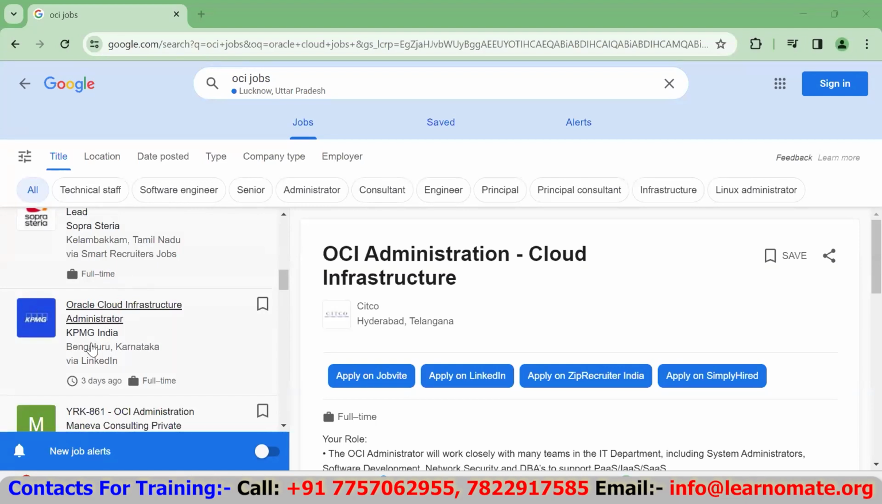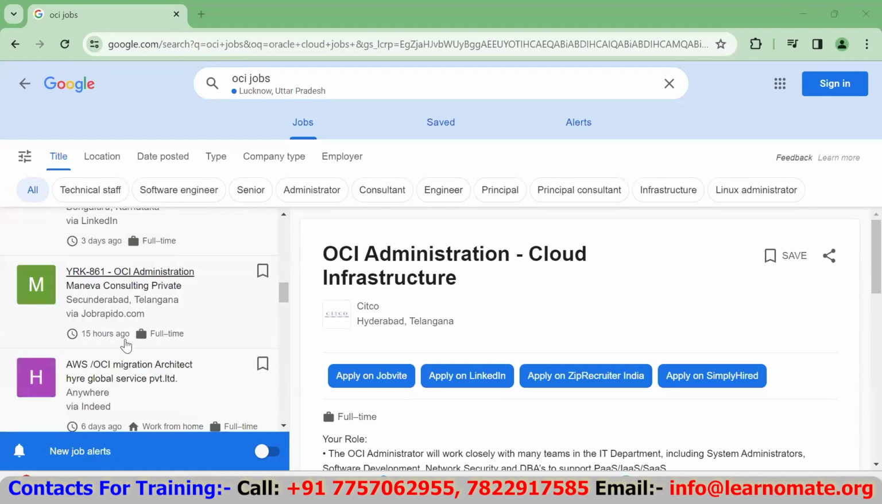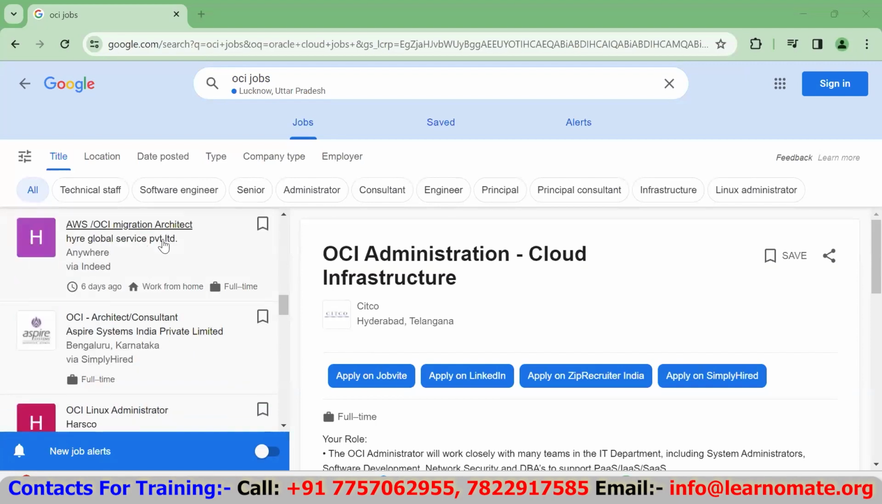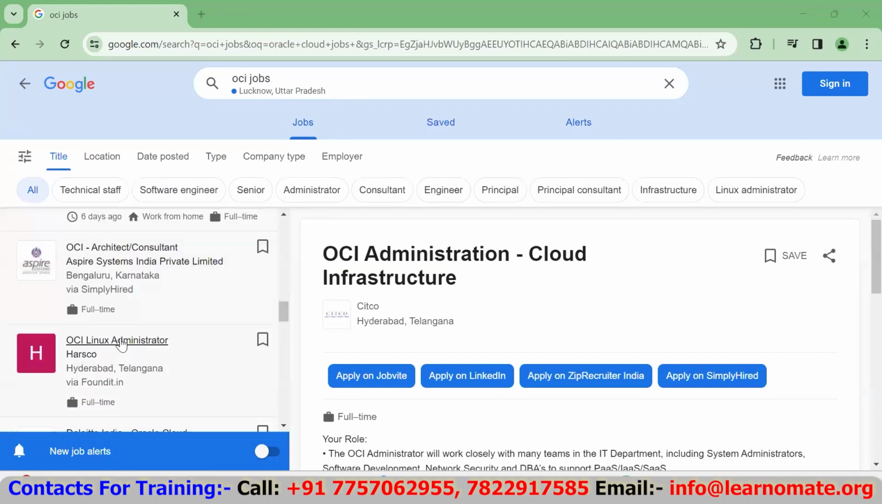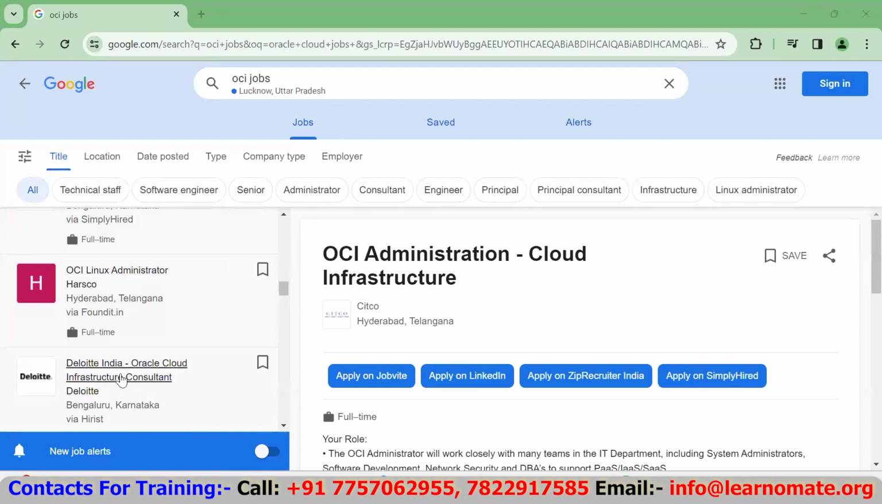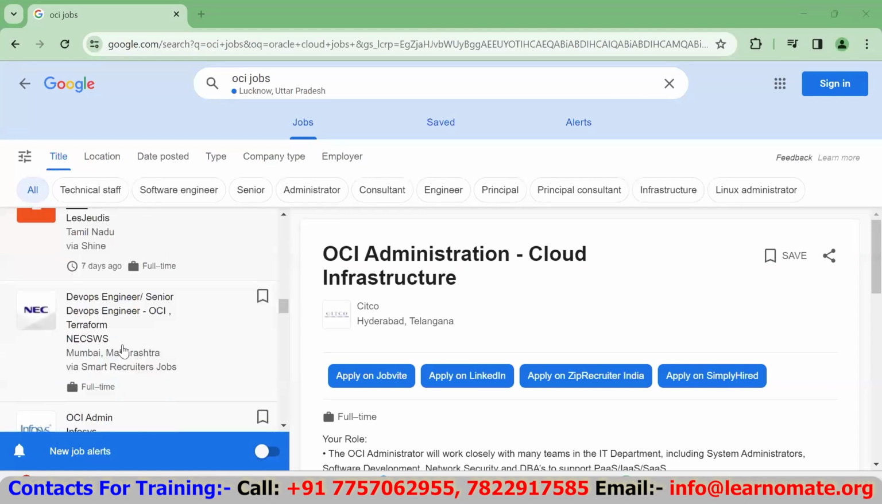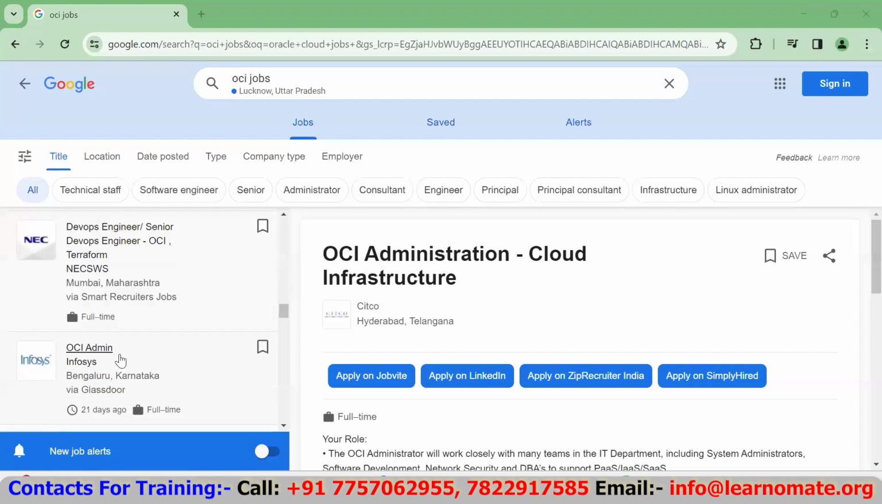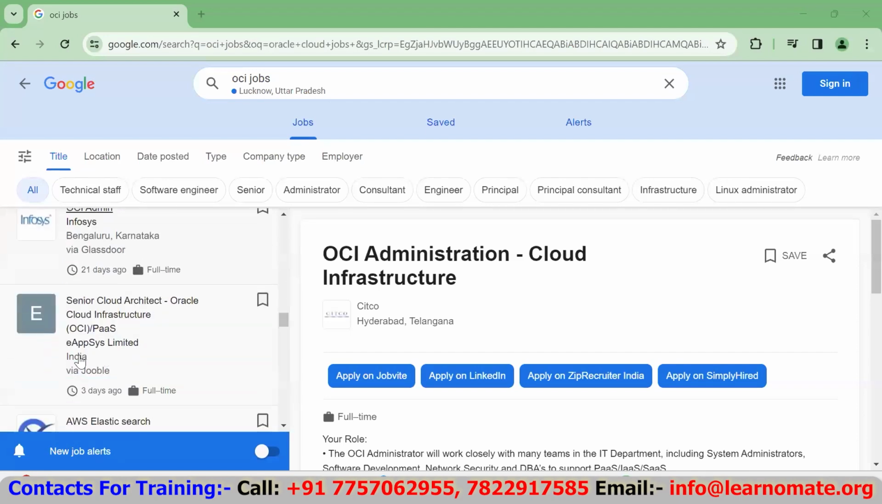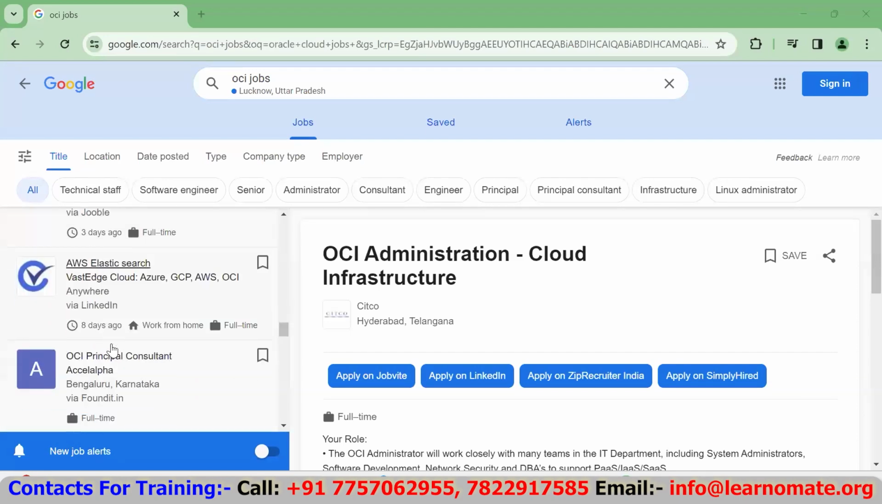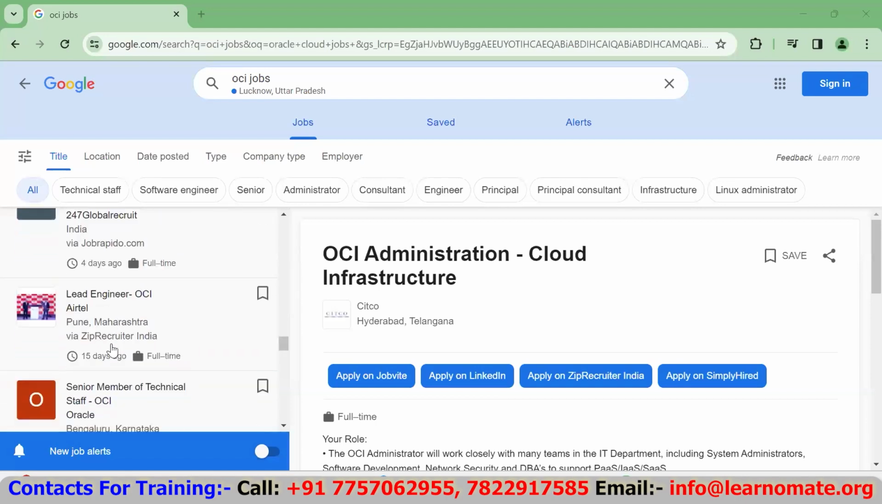This is for Tamil Nadu. This is KPMG India, Oracle Cloud Infrastructure Admin, Bangalore. So AWS, OCA market, OCA architect in Aspire Systems, OCA Linux admin. Deloitte is hiring an OCA consultant. Infosys has OCA admin openings. So many organizations, even lead engineer OCA at Airtel.